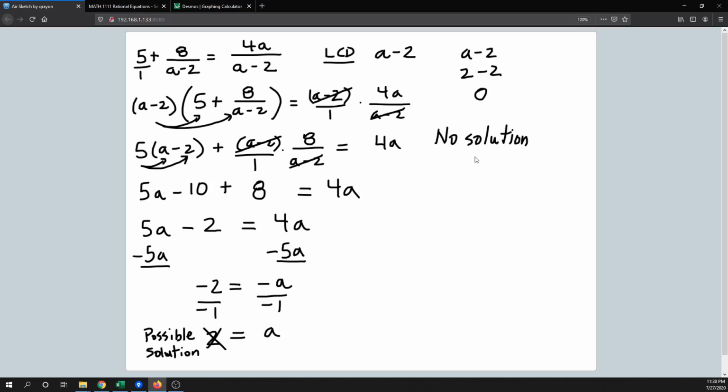So make sure that you check your solutions when you multiply through by an LCD. If you plug your possible solution back into the LCD and you get 0, you've got to throw that solution out. And if you throw away all of your solutions, then the answer is just no solution.